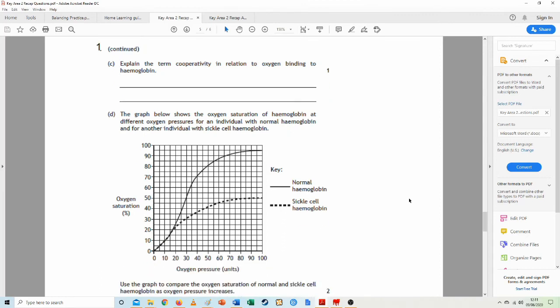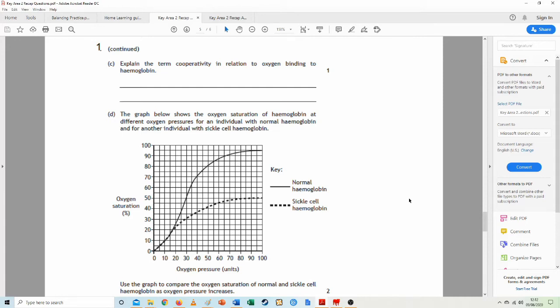Explain the term cooperativity in relation to oxygen binding to hemoglobin. Now, that is where you've got a quaternary structure and you've got multiple polypeptides that can be altered. As oxygen binds to one binding site, one heme group, it increases the affinity of the other heme groups for oxygen. So it means that as one oxygen is bound, the binding affinity for the other heme groups for oxygen increases.